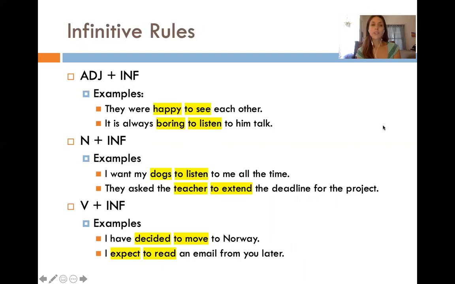Now infinitive rules. We have adjective plus infinitive. So, they were happy to see each other. Happy is the adjective, to see is the infinitive. It is always boring to listen to him talk. Boring is the adjective, to listen is the infinitive.